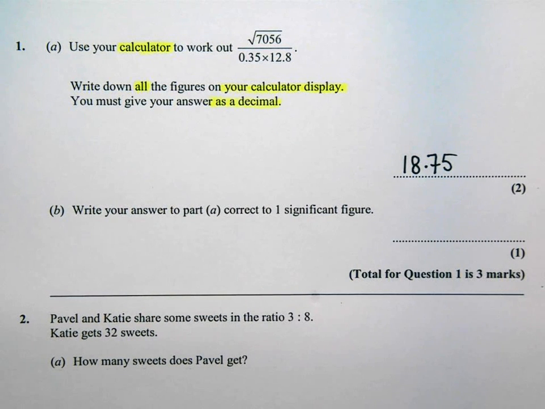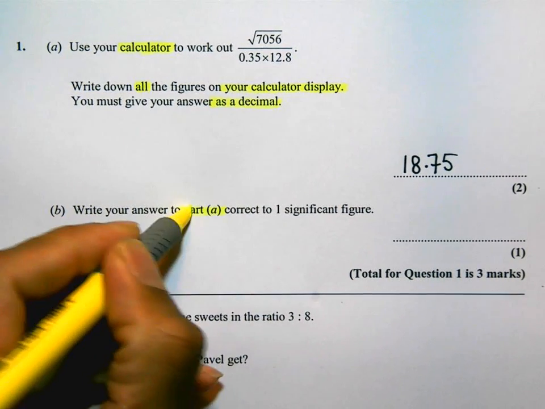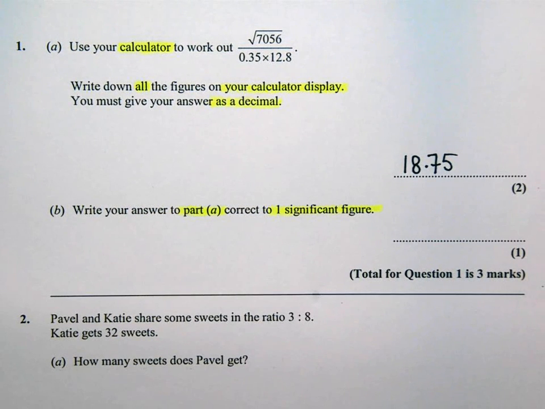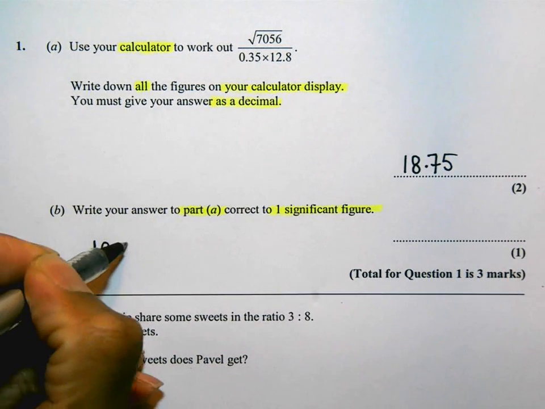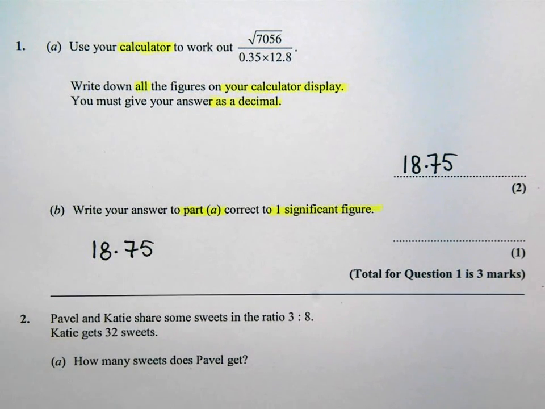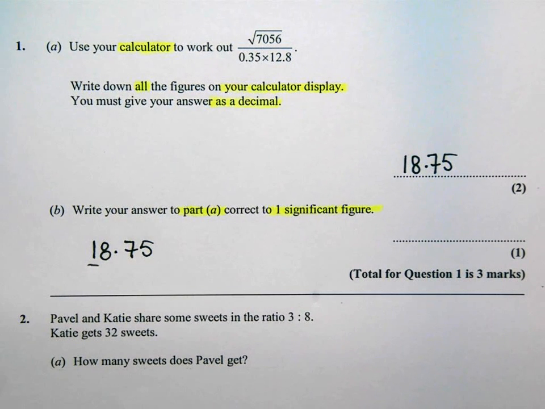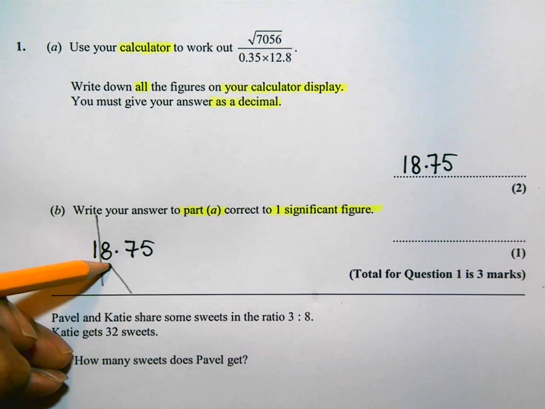18.75 is my answer. Now in part B, the question says write your answer to part A correct to one significant figure. So it wants that answer to one significant figure. The answer to part A was 18.75. Now what you need to remember is when you're rounding to one significant figure, you count from the front of the number. If I count one space from the front of the number, I'm going to cut it off over there, and I need to look at this number along here.